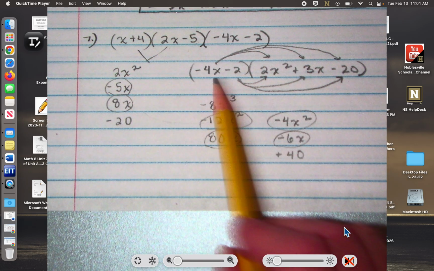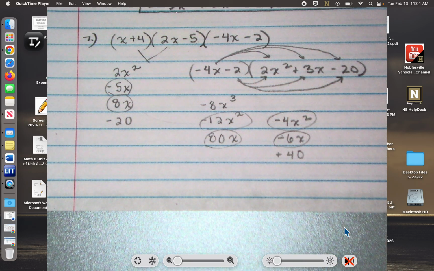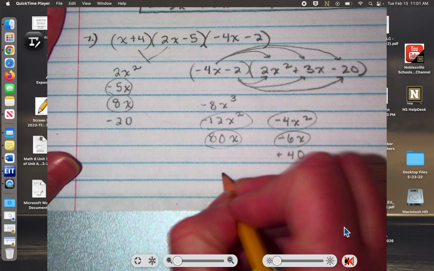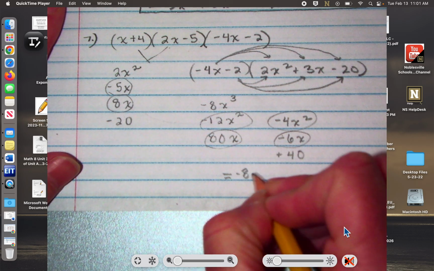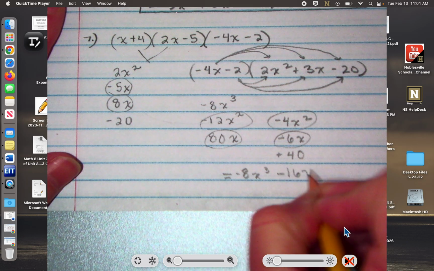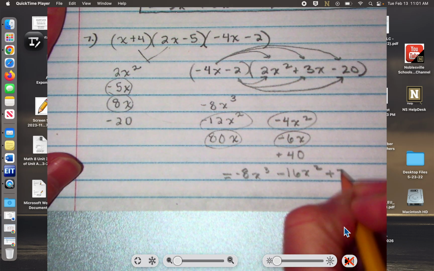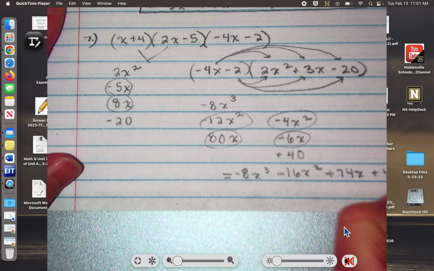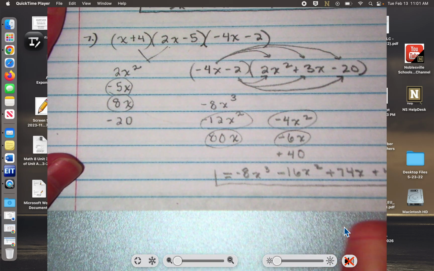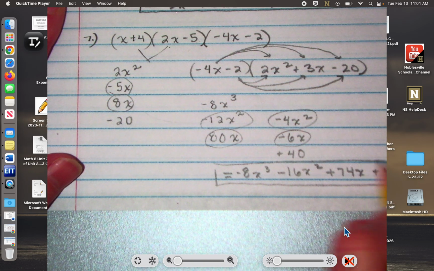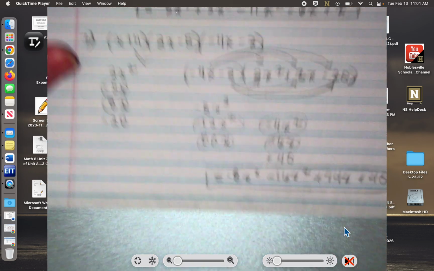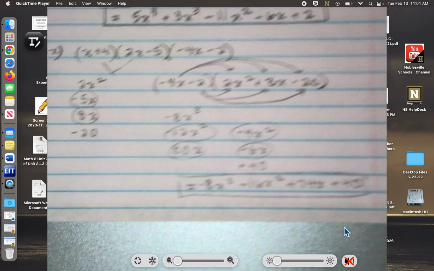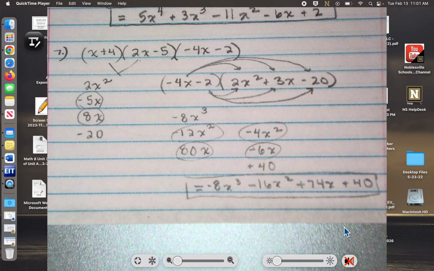And then when I combine all of them, I get that very long 4-term polynomial. Okay.